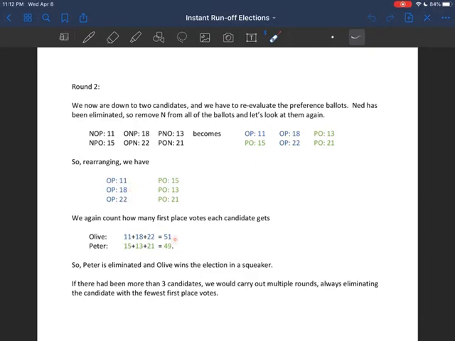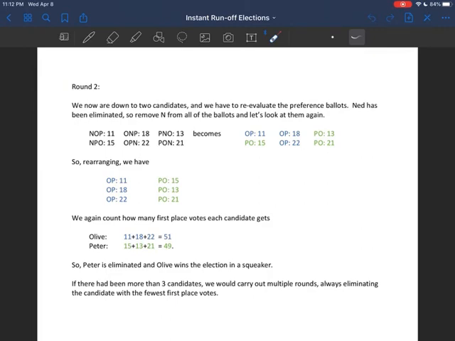So rearranging them, we have this many ballots of each type for each candidate, and we just add up their totals again. So for Olive, we have 11 plus 18 plus 22, which is 51. And for Peter, we have 15 plus 13 plus 21 for a total of 49. So it's a tight one, but Olive is our winner.